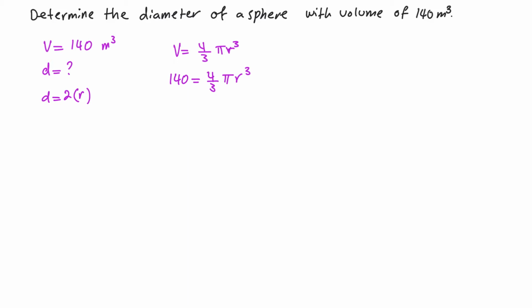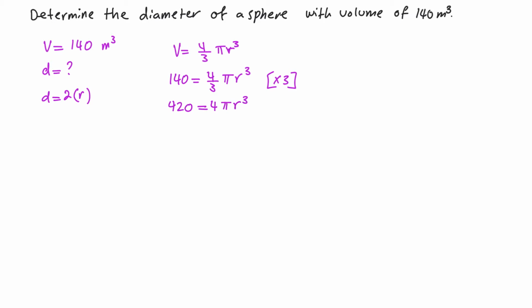So first, it's being divided by 3, so I'm going to multiply both sides by 3 so that I can get rid of this 3 from the denominator here. So multiply both sides by 3. I'm going to put it in square brackets so that you can see that these are the steps. And I will get 3 times 140, which is 420, is equal to 4 pi r cubed.